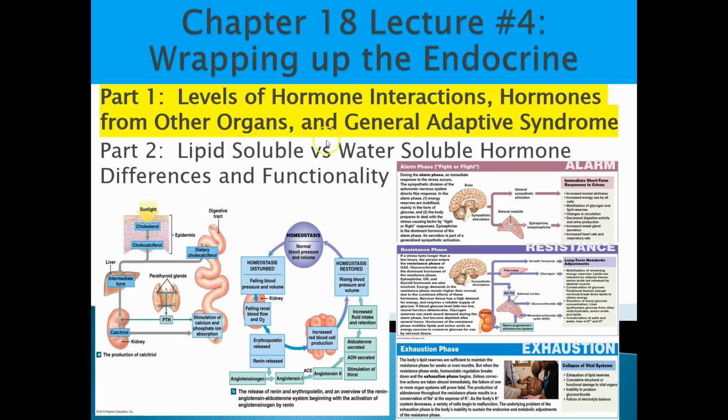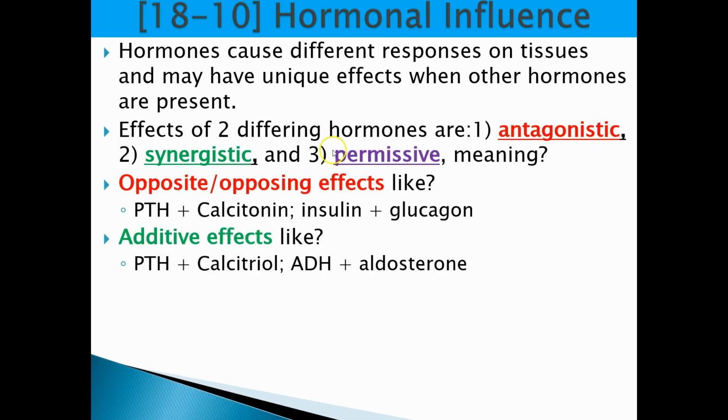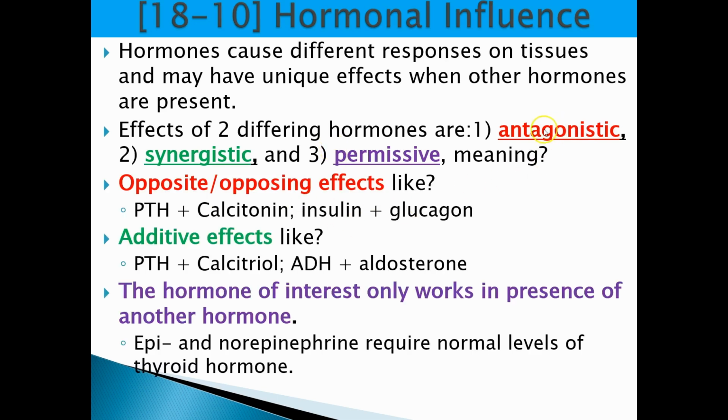We, of course, are moving on to the levels of hormone interactions. These are really basic. These are definitions. What you see on here is what you get. You need to know at this point antagonistic is opposite effects, and then you need to know some of the examples. And at this point, PTH and calcitonin is a good one. Insulin, glucagon. For synergistic, these are additive effects. PTH, calcitriol. ADH, aldosterone to increase blood pressure. Those would be kind of the same things, so no synergistic.